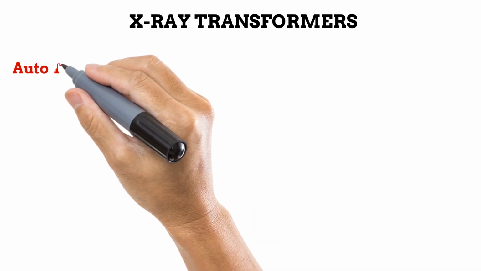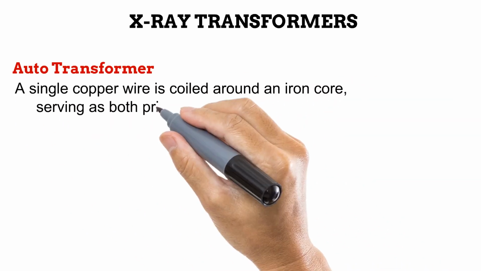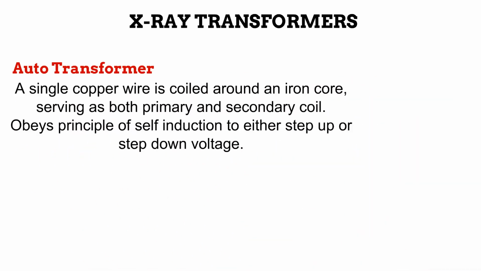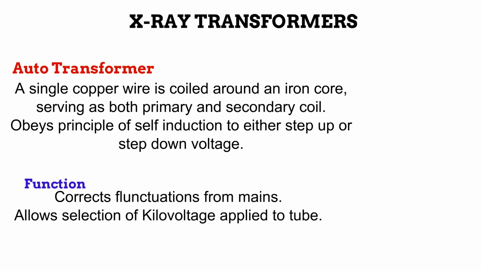The autotransformer is named so because it is made of a single copper wire that is coiled around an iron core, making it both its primary and secondary coil. It obeys a special principle called self-induction and can either step up or step down voltages, depending on the situation. This transformer helps in radiography to correct any fluctuations coming from the mains by stepping up or stepping down as needed. It also allows selection of the kilovoltage applied to the tube.